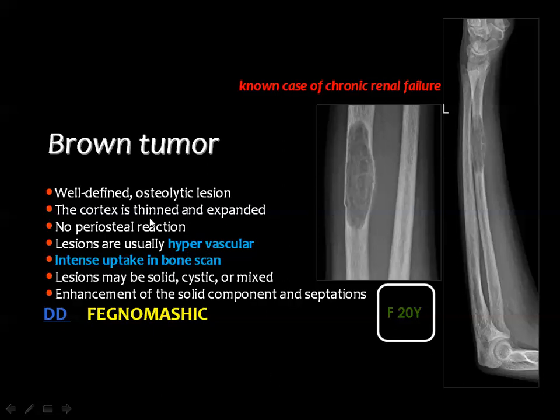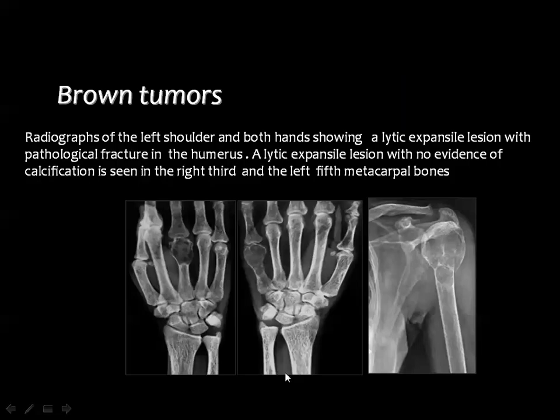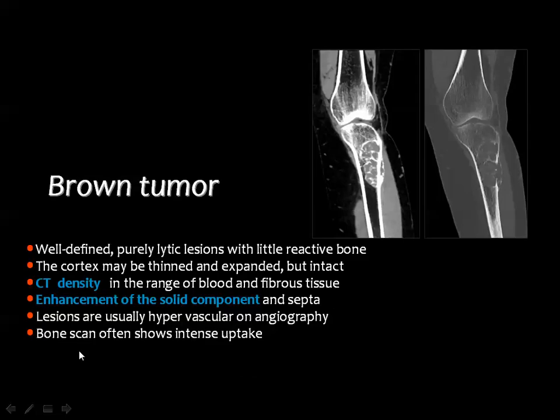No periosteal reaction, it is usually hypervascular on angiography and shows increased uptake on bone scan. The diagnosis depends mainly on the clinical picture, and brown tumor may be multiple. You see one here in the right hand, and another one in the left hand, and the third one in the proximal part of the humerus.